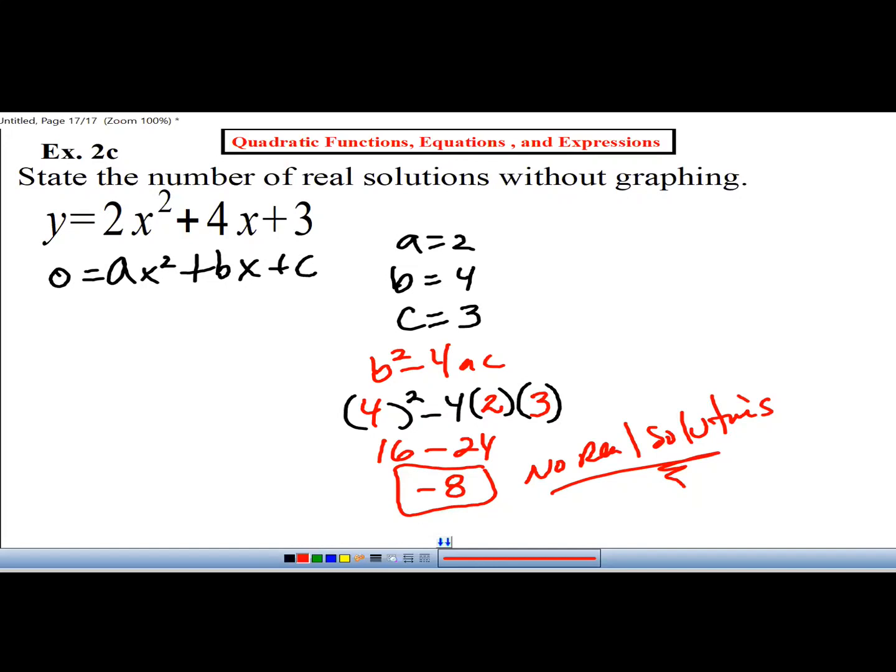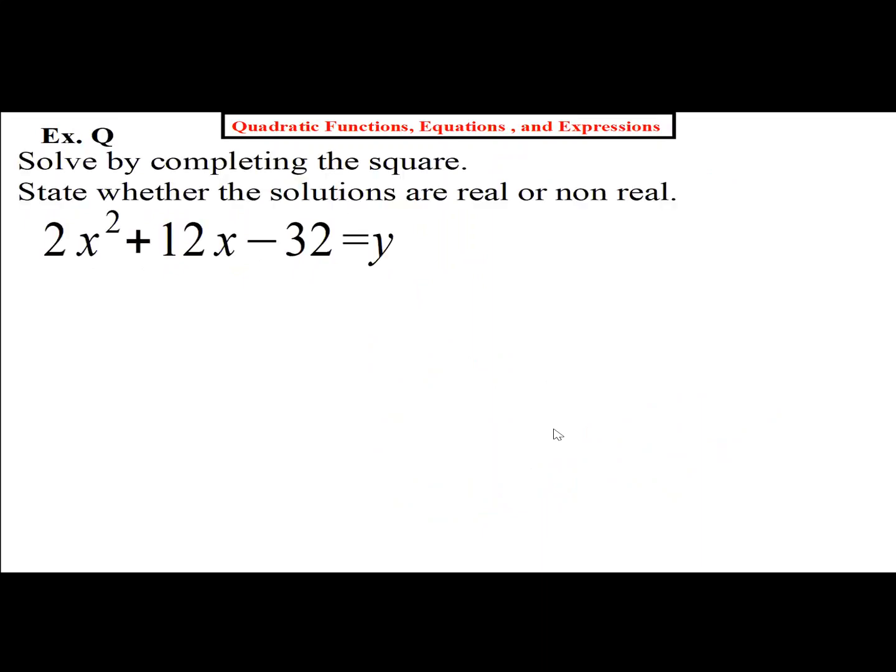Ready? Here we go. Copy this next one. Example Q. It reads, solve by completing the square and state whether the solutions are real or non-real. And they give us 2x squared plus 12x minus 32 equals 0. Now, by now, you should be able to do this one by yourself since we've been doing this on the warm-ups for the past whatever weeks. That's why I give you guys plenty of practice before we get to the session.